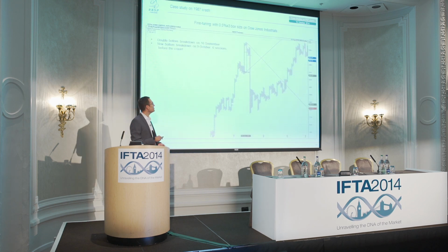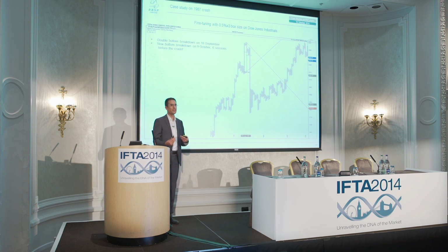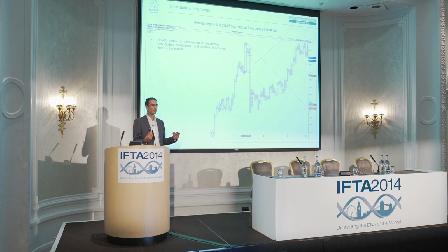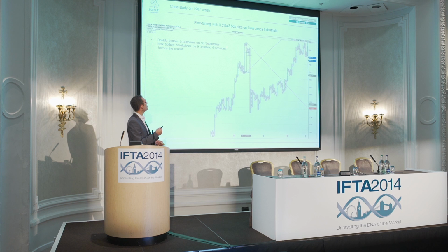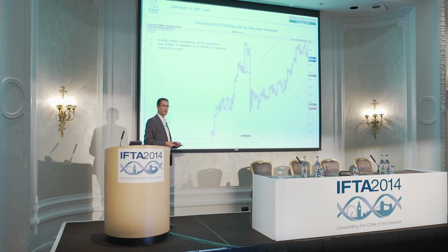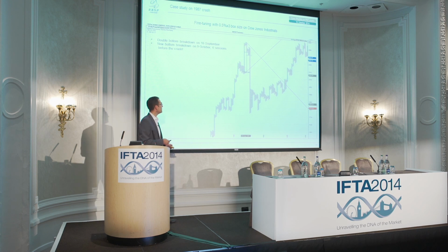As I told you, you can do fine tuning. This was a 1% times 3 box size. You can also look at the 0.5% times 3, if you're not sure of the reversal. I told you that 10 days before the stock market crash we had the double bottom. So what happened on this smaller box size chart? There were more warnings: a first double bottom, then a second one, then a third one. So you had 3 opportunities to exit the market from this chart.